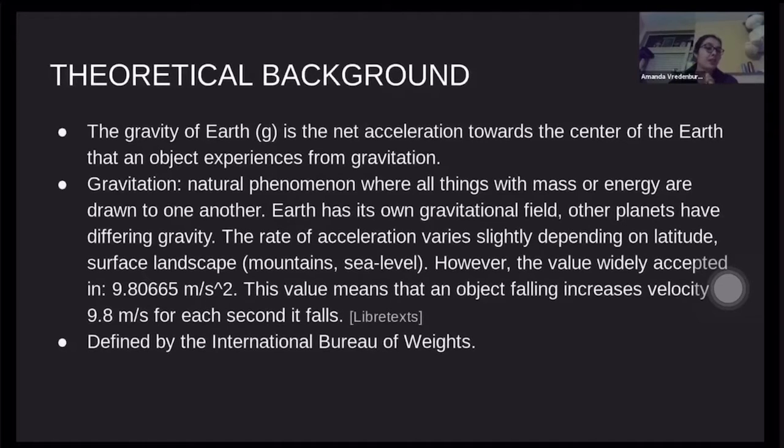This value means that an object falling increases velocity by 9.8 meters per second for each second it falls, defined by the International Bureau of Weights. Because we have the magnetosphere, it also protects us from solar flares, and it keeps gravity the way it is for us.